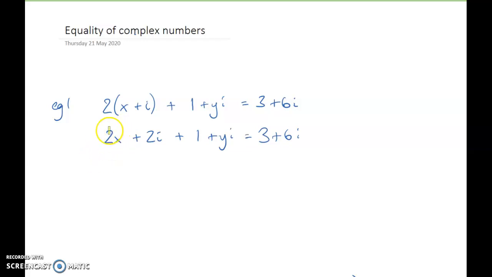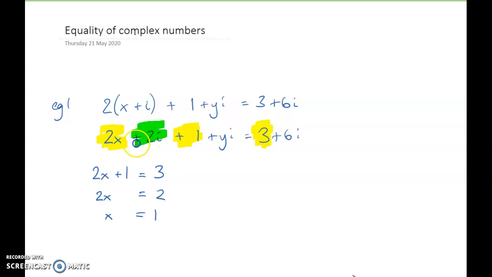I've got real numbers, so there's bits that don't have i's connected to them, on the left-hand side, and I've got real numbers, the bits that don't have i's, on the right-hand side. So I can say those things are equal, i.e., the ones on the left-hand side must be equal to the ones on the right-hand side. The real parts on the left must equal the real parts on the right. So it shouldn't take you too long: by taking away 1 and dividing by 2, we find out that x is equal to 1.